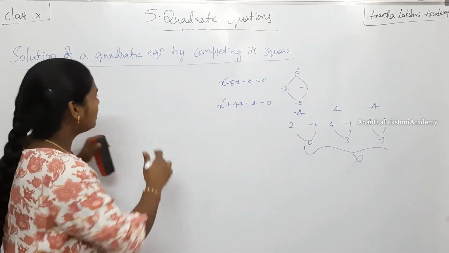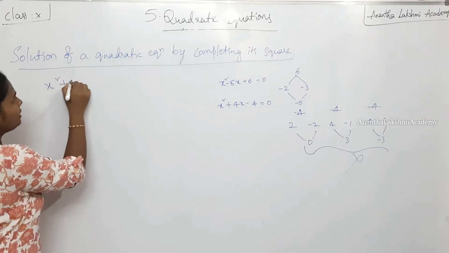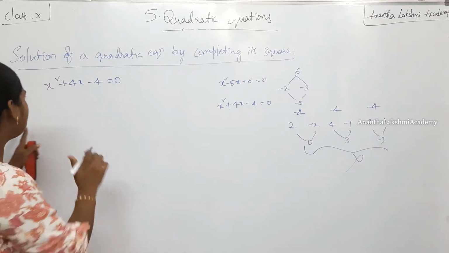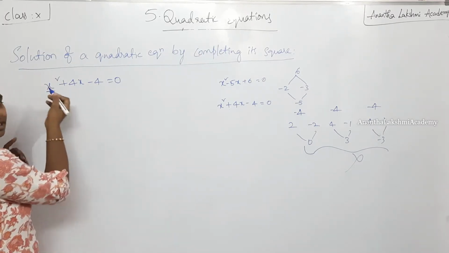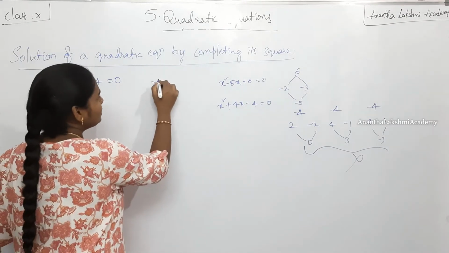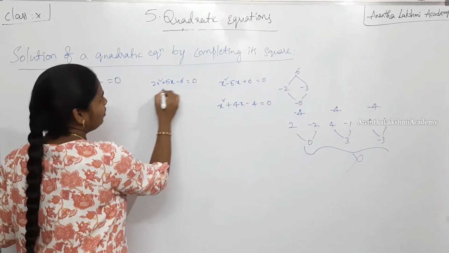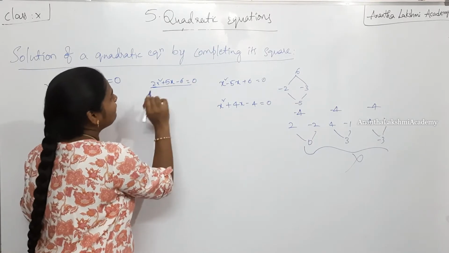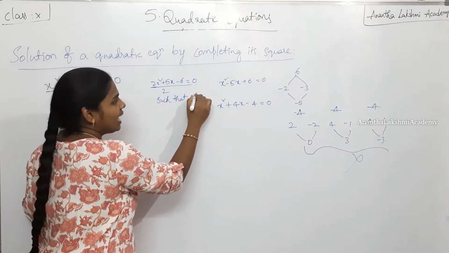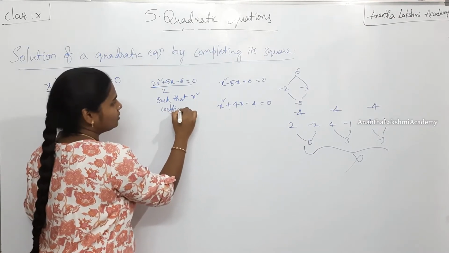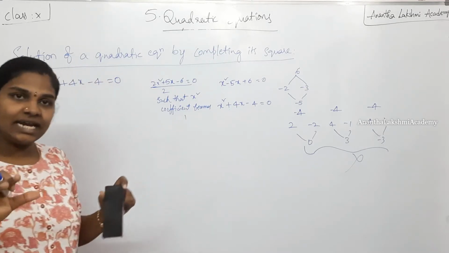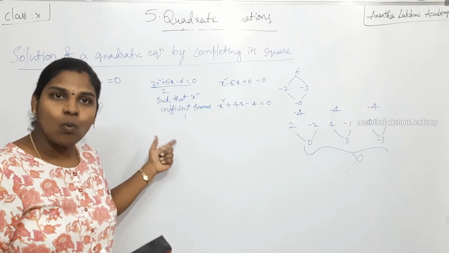So how do we do that? Now, when you have an equation like x square plus 4x minus 4, the first thing we need to look for is the coefficient of x square. Is it 1? Yes, it is 1. If it is not 1, if you have an equation like 2x square plus 5x minus 6 is equal to 0, we have to divide the whole equation by 2. Why am I dividing it by 2? Such that the x square coefficient becomes 1. We need the coefficient of x square to be 1.